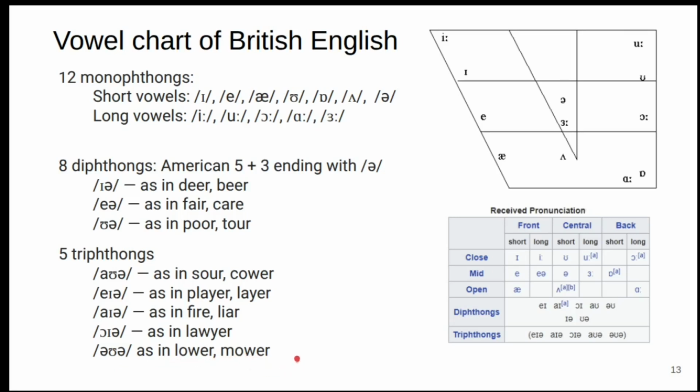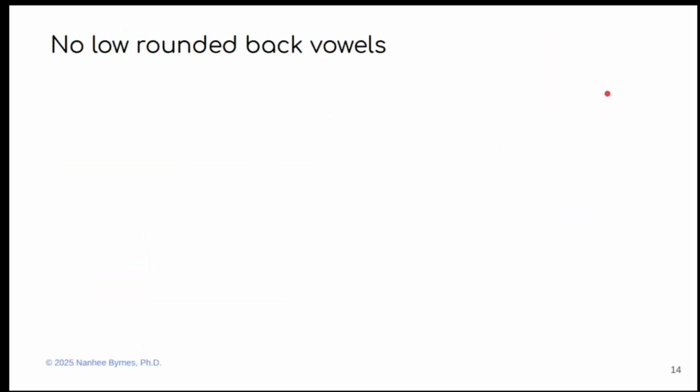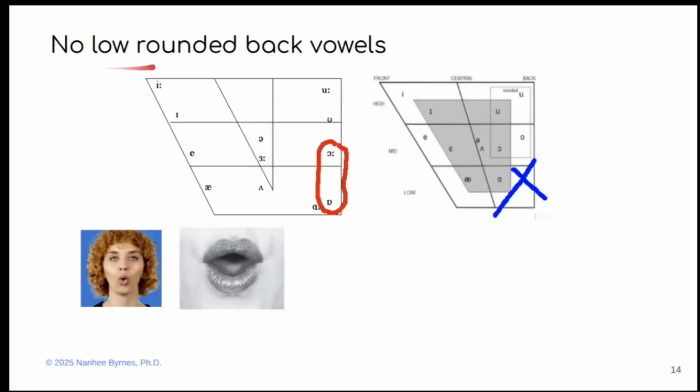Wow! From just looking at these vowel charts, I can already spot several differences. Good eye, exactly. Let's go through them one by one. One thing I noticed is that American English seems to lack low rounded back vowels. Exactly. American English has a smaller number of vowels compared with British English.